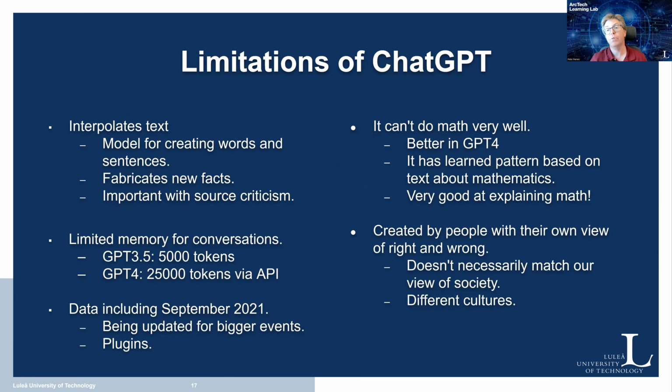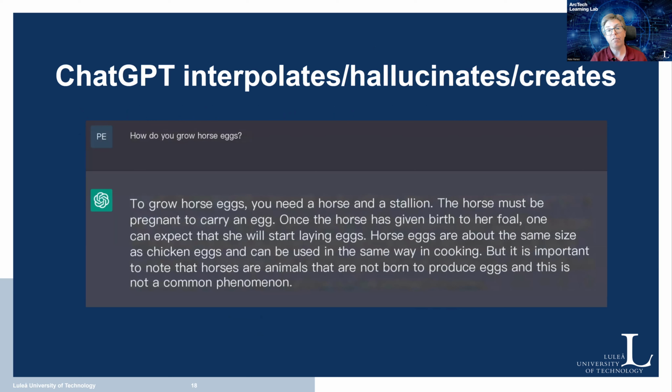So what kind of limitations do we then see with ChatGPT? Well, first of all, the really big thing that we have to remember here is that it interpolates text. So I'll just switch to the next slide here just to show an example of this. This is something that it would do back in January. You can't really get it to tell you right now how to grow horse eggs. Horses don't typically lay eggs. But back then it would try to be helpful and tell you how to do it. It's a mishmash of biology of animals that lay eggs, etc. And this is a really, really important limitation to remember.